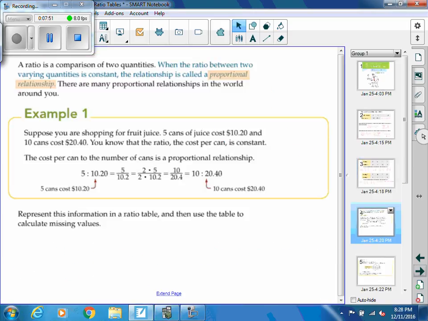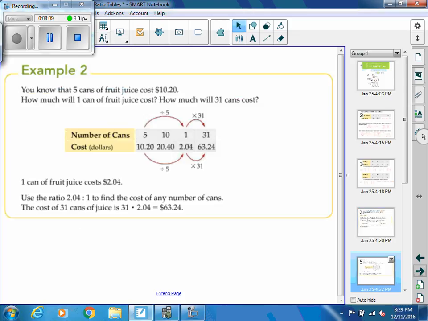Okay, next here, just a couple examples. Again, the definition of a proportional relationship is there. When the ratio between two varying quantities is constant, the relationship is called a proportional relationship. Okay, so that's basically what this is all about. The example 2 here is with the juice can. Again, you can see another way of thinking about this. If you want to pause and take a look at that, go ahead.